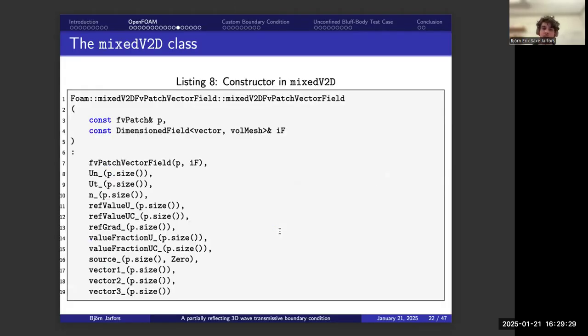And a part of his constructor in the mixedV2D class includes the normal velocity, tangential or transverse velocity, the normal vector, and then here we have instead two different reference values corresponding to the different velocity components. Nothing changed with the reference gradient, but here we also have two value fractions corresponding to the different velocities. And lastly, here we also have the vectors, which I will discuss a bit in the next slide.